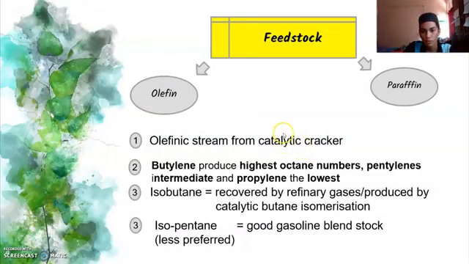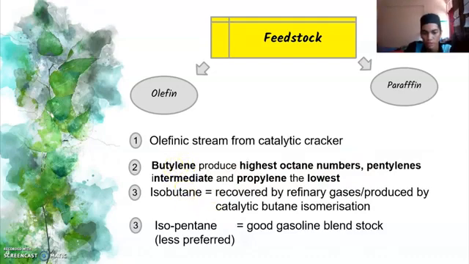So we go to feedstock. The feedstock for the alkylation is paraffin and olefin. The olefin comes from the catalytic cracker. The olefin butylene produces the highest octane numbers, while pentylene is intermediate and propylene the lowest. So butylene is the preferred olefin.